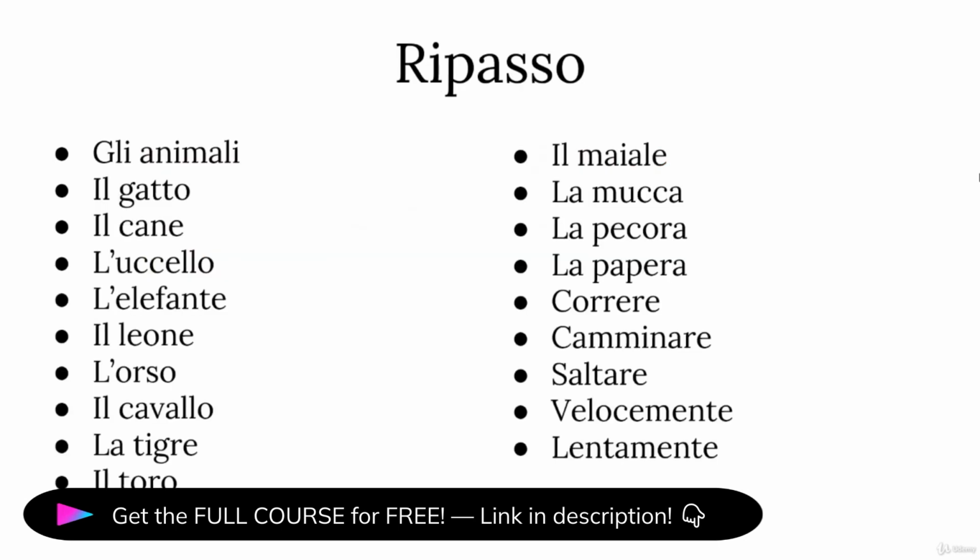Okay? Perfect. So let's review all the vocabulary we have seen today. As usual, please repeat right after me. Gli animali. Il gatto. Il cane. L'uccello. L'elefante. Il leone. L'orso. Il cavallo. La tigre. Il toro. La tartaruga. Il maiale. La mucca. La pecora. La papera. The verbs. Correre. Camminare. Saltare. And finally the adverbs. Velocemente. And its opposite. Lentamente.